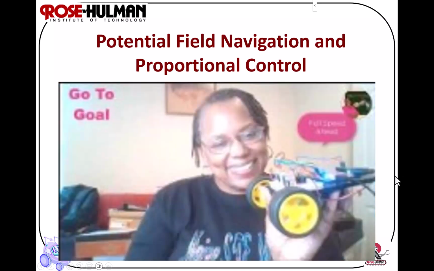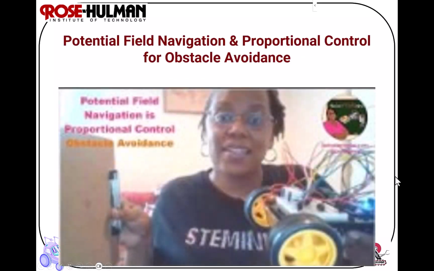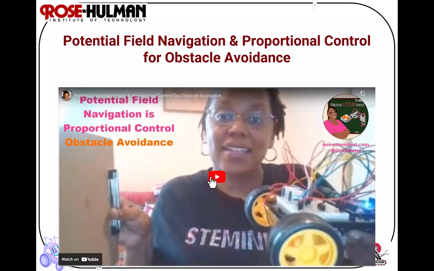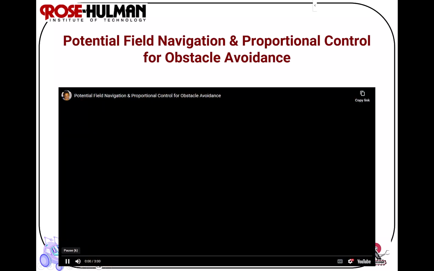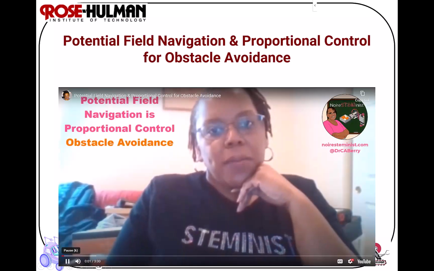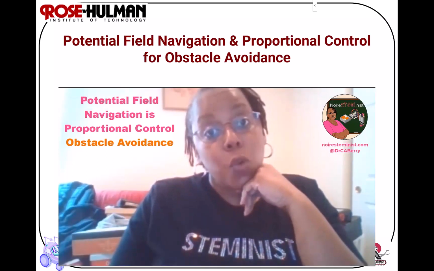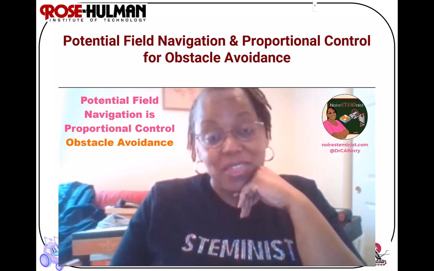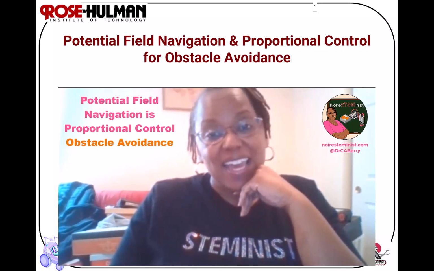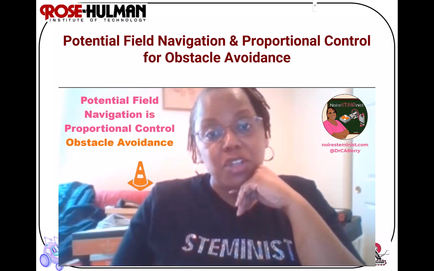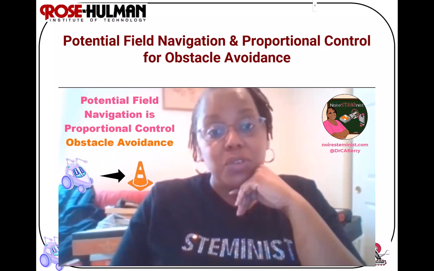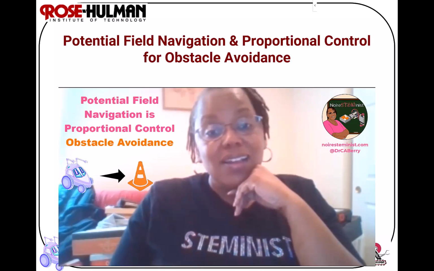One question I've recently... and here's an example of obstacle avoidance using proportional control. You can also use potential field navigation or proportional control for obstacle avoidance. The way this works is that you represent the obstacle as a vector that's pushing the robot away. When the robot is really far from the obstacle, it goes at full speed, and as it gets closer to the obstacle, it slows down in order not to hit it.